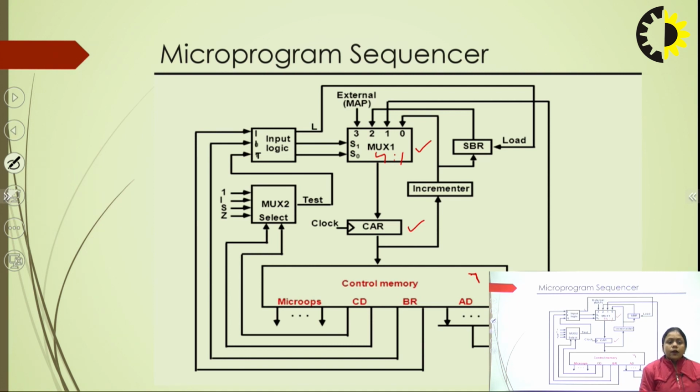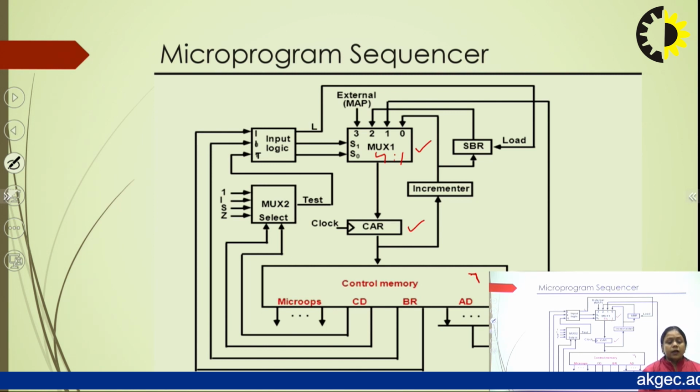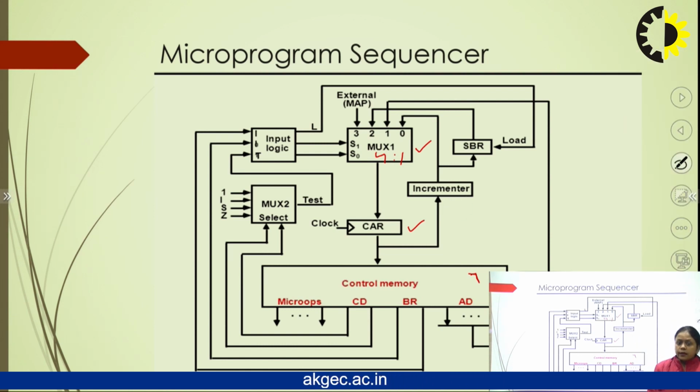Now, how can we calculate the addresses? We can calculate the address with the help of 4 operations. First one is the incrementer. By the help of the incrementer we can generate the next address. For example, if this time my address is 3, then next time the address will be 4, if the instructions are executed in sequence. So by the help of the incrementer we can find out the address.